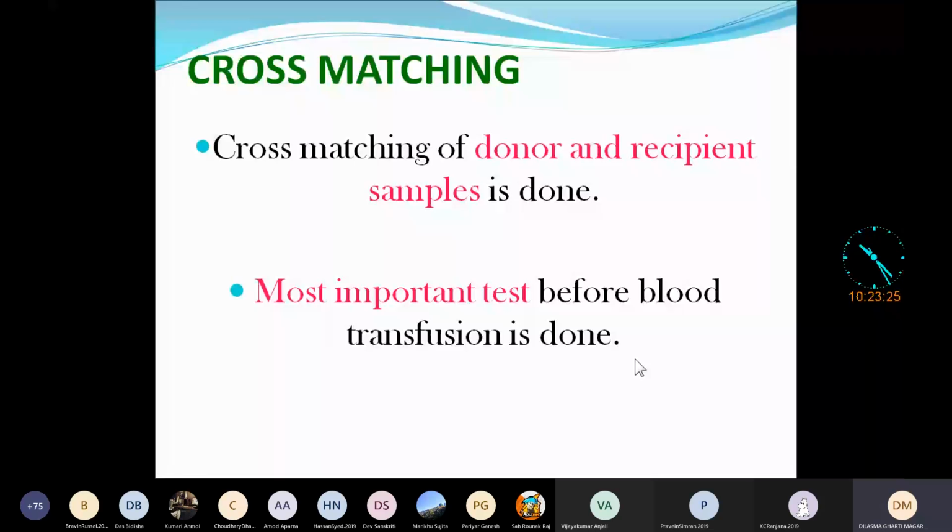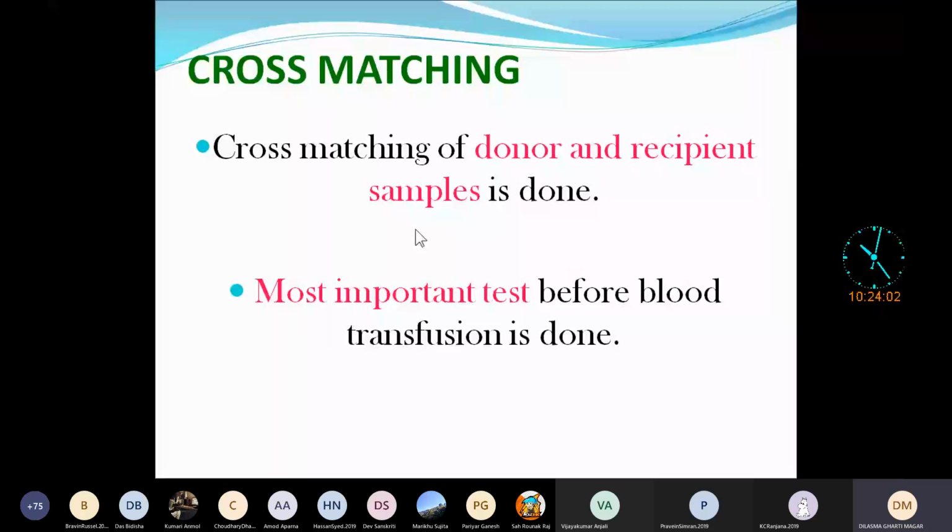So cross matching means we mix the RBCs of the donor with the RBCs of the recipient and see whether they match with each other or not. Matching means we see whether there is agglutination or not. If agglutination is there, it's not matching, and we will not give the blood. But if there is no agglutination, the RBCs are separately placed, and we can see singly spaced RBCs under the microscope. Then we give that blood to the recipient. It is the most important test before the blood transfusion is done.